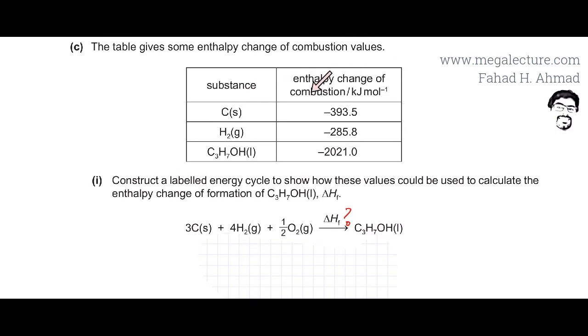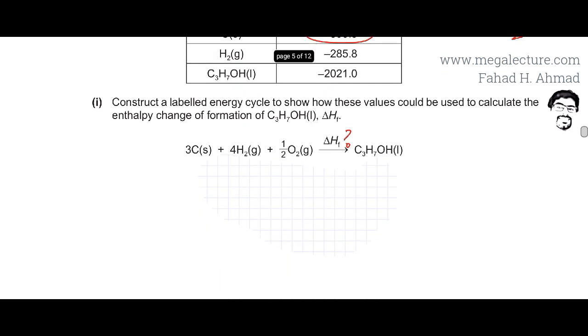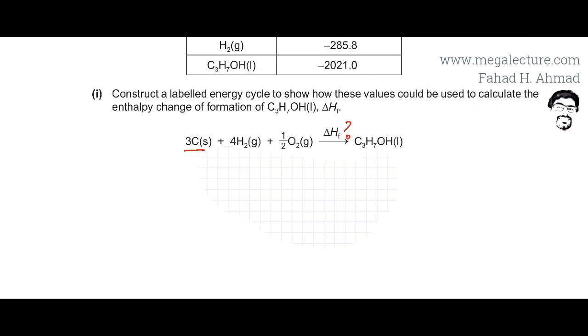The enthalpy change of combustion of carbon is given. The reaction is that carbon reacts with oxygen, combusts, and produces CO2, and the enthalpy change for this particular reaction is given as minus 393.5. So I'm going to use this reaction first. These are my reactants, and as you can see, they are carbons over here. Now, carbon is going to combust. It's going to react with oxygen, and it will get converted into carbon dioxide.